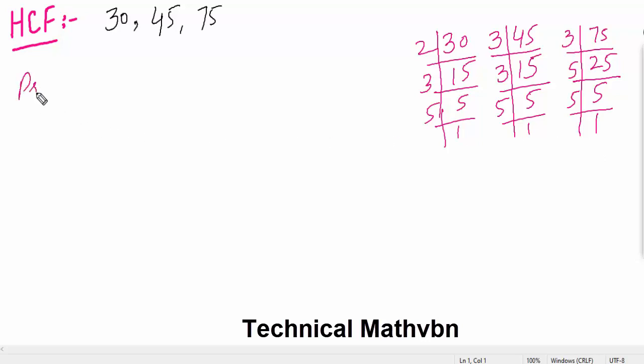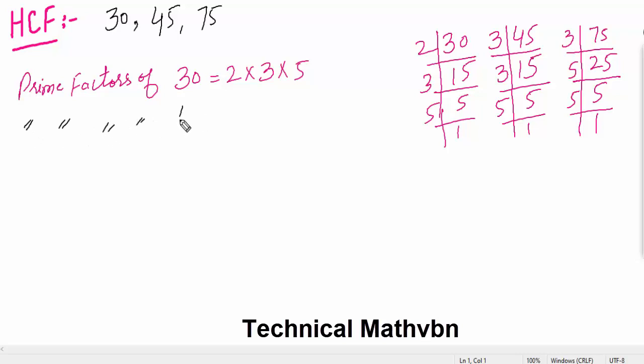So the prime factors of 30 are 2 multiply 3 multiply 5. The prime factors of 45 are 3 multiply 3 multiply 5. Now the prime factors of 75 are 3 multiply 5 multiply 5.